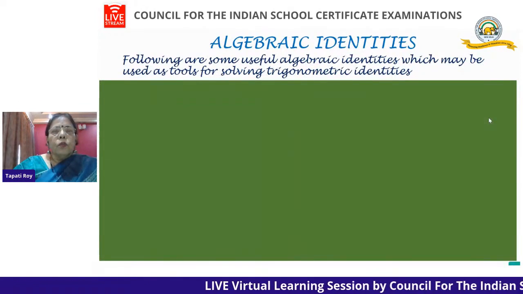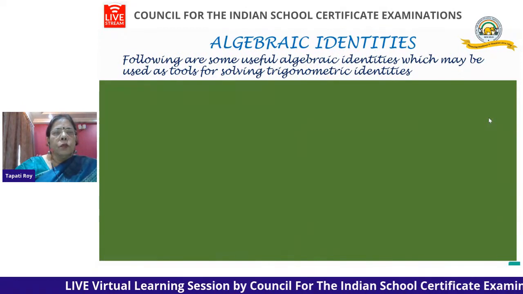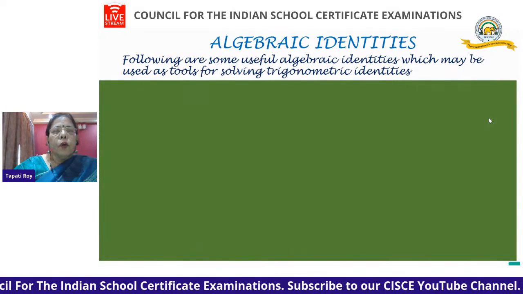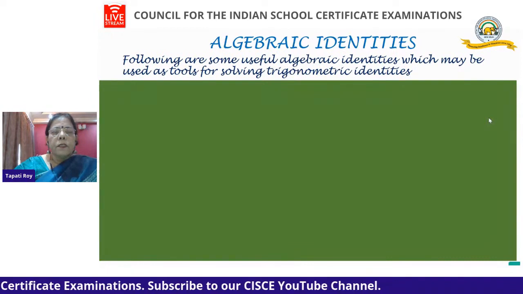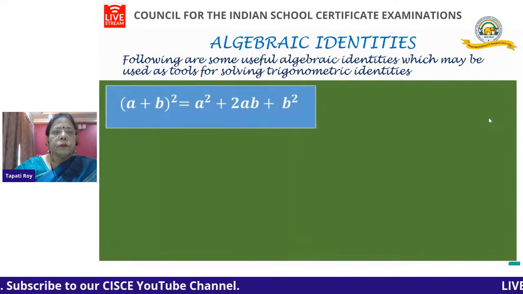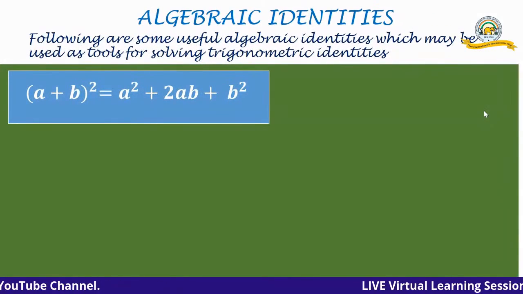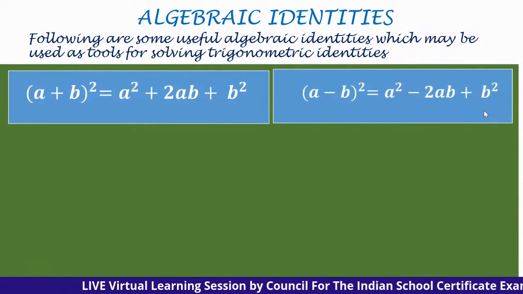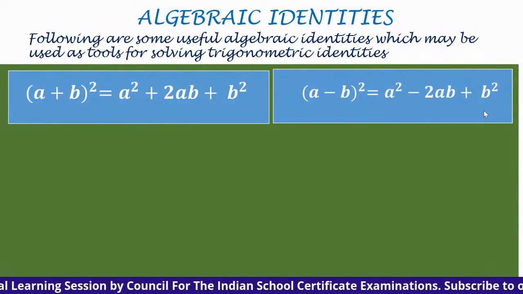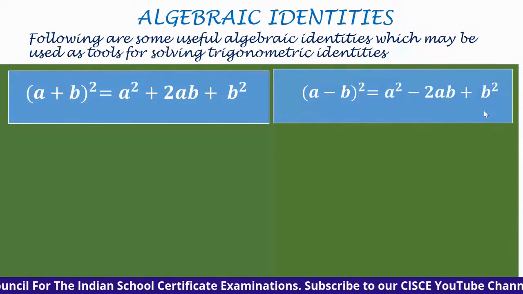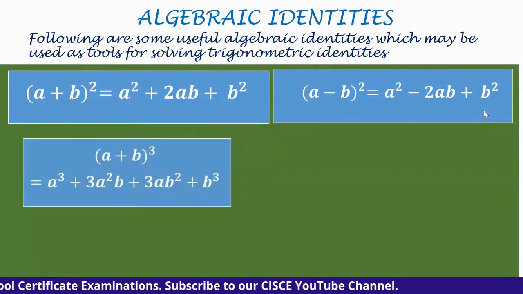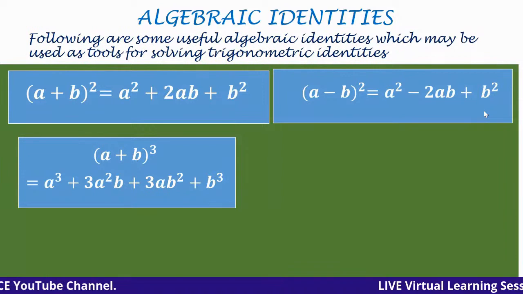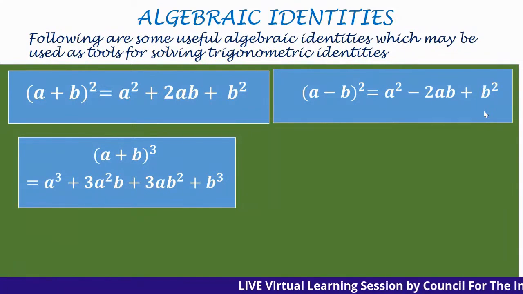Now, to solve the sums, we need certain tools. The algebraic identities are also an important tool for solving them. Let us see what tools we are going to use. Number one, (a plus b) whole squared is equal to a squared plus 2ab plus b squared. Next, (a minus b) whole squared is equal to a squared minus 2ab plus b squared. (a plus b) whole cubed is equal to a cubed plus 3a squared b plus 3ab squared plus b cubed.